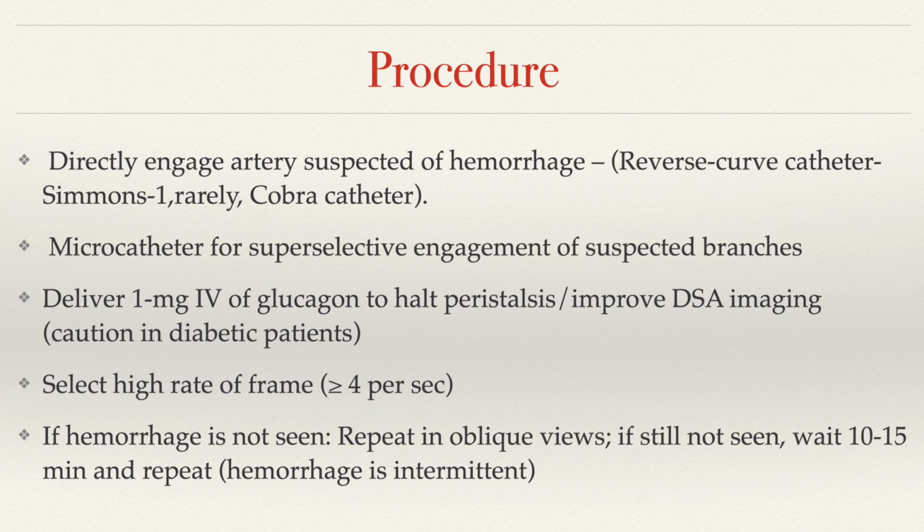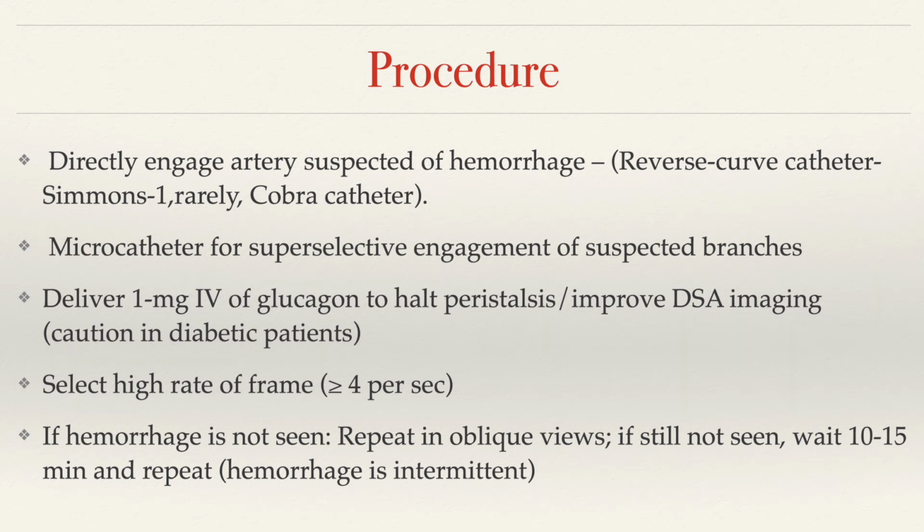So during the procedure, the main thing is you have to engage the artery, whether it is the SMA or a celiac artery; you should hook it. It's usually with a SIM1 catheter or a Cobra. And we use a microcatheter for superselective engagement of small branches of SMA or celiac, like GDA or hepatic artery or distal splenic artery. And once you engage them, you can plan the intervention.